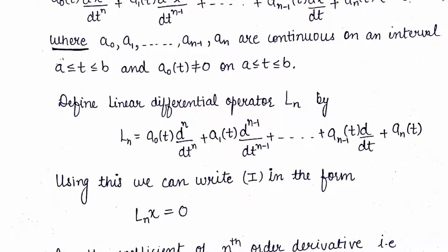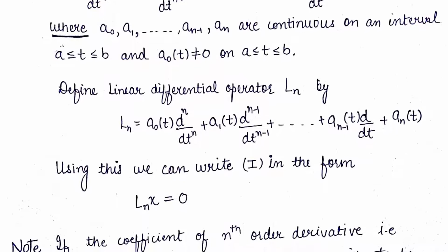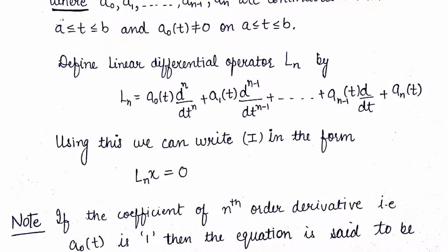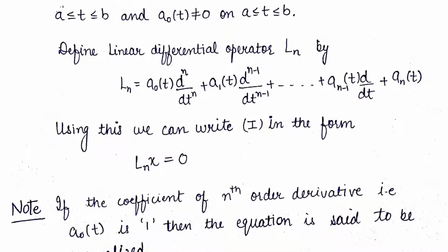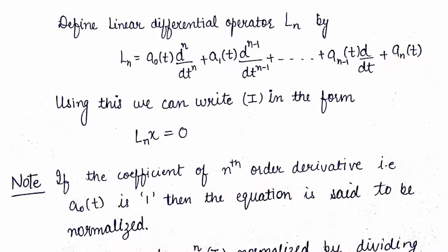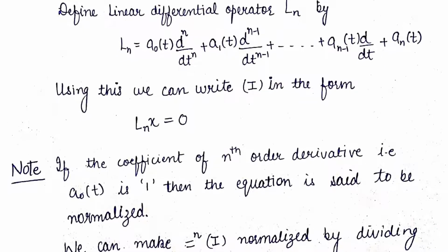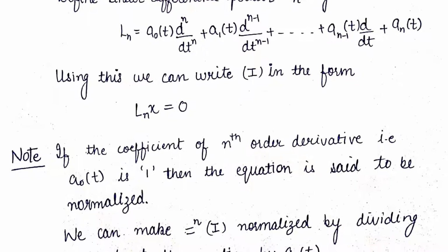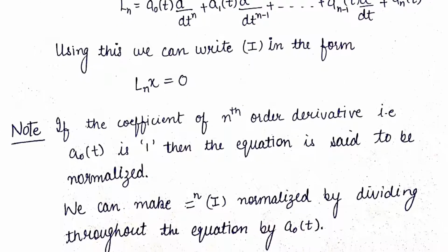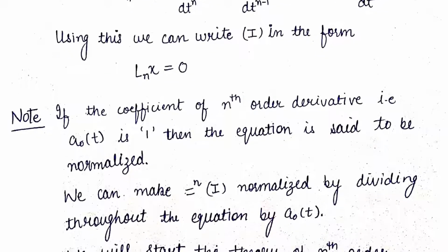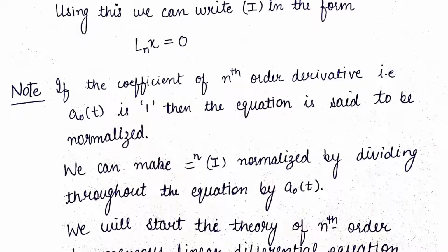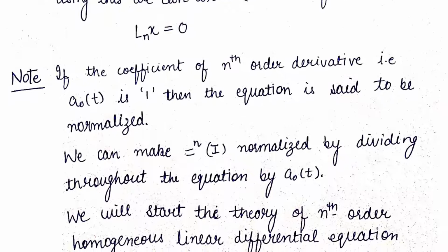Now, to write this equation in a more compact form, sometimes in this section we will use the operator notation given by Ln x = 0, where the operator Ln is defined by a0(t) dⁿ/dtⁿ + a1(t) dⁿ⁻¹/dtⁿ⁻¹ + and so on up to an(t). The nth order differential equation 1 is said to be normalized if the leading coefficient of this equation is 1. And we can always make equation 1 normalized by dividing throughout the equation by a0(t). We can divide by a0(t) because we know that a0(t) is not equal to 0 throughout the given interval.